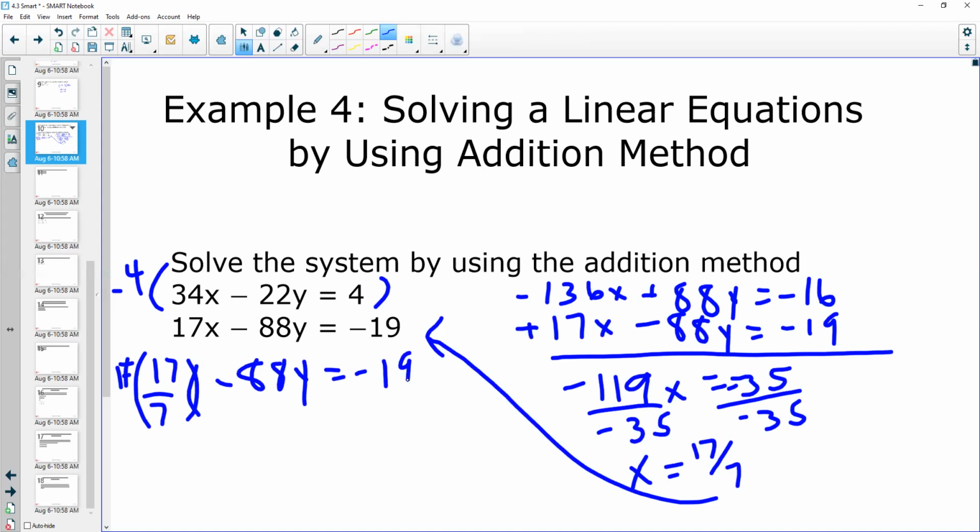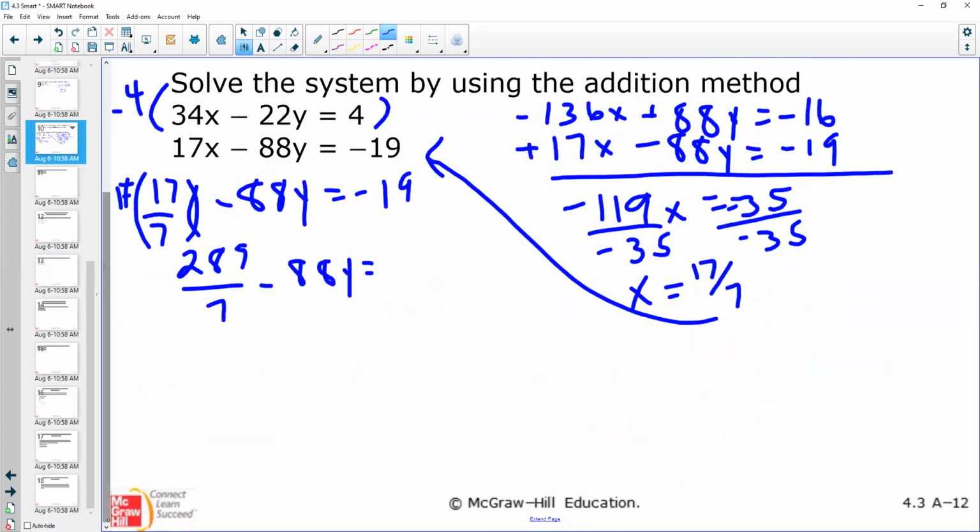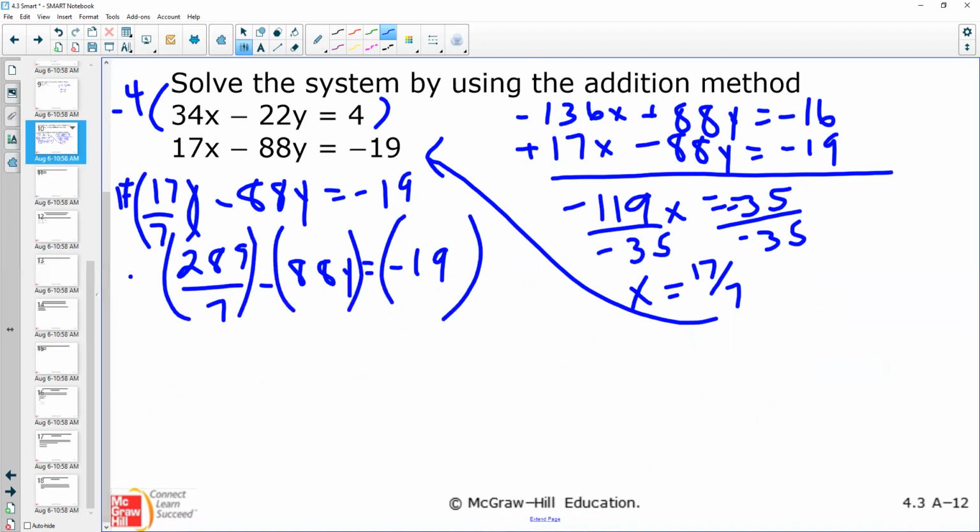Okay, 17 times 17 is something. I don't know. Let me multiply it. Get my calculator. 289 divided by 7 doesn't actually work. So 289 divided by 7, minus 88y. You can use common denominators here. That's fine. So I get negative 19. And at this point, I'm probably going to multiply everything by 7 just to get rid of that 7 in the denominator here. Fine.